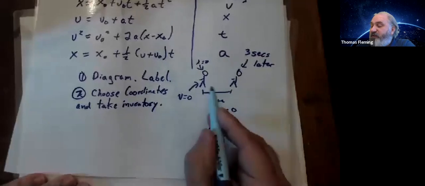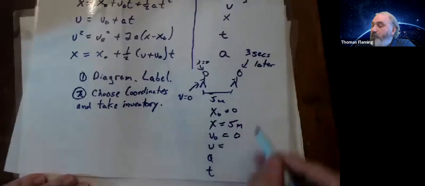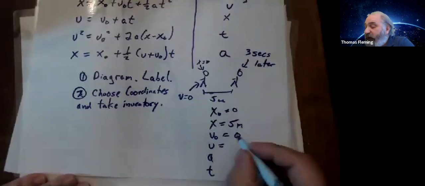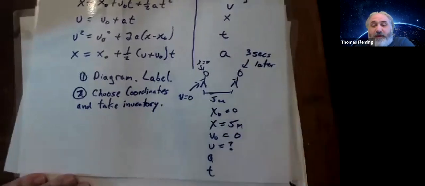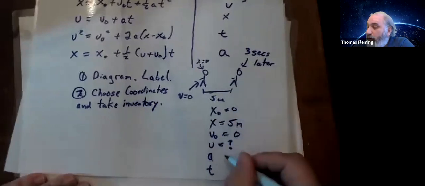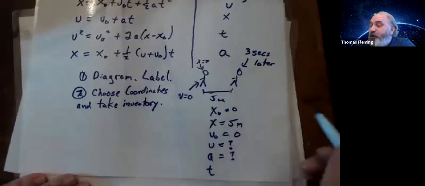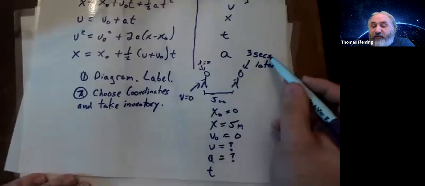I said, when he's here, he's got a velocity of 0. So my starting velocity, that's 0. My ending velocity, I don't know. Nobody said anything. So I don't know how fast he's traveling then. I also don't know, when he gets here, what his acceleration is, because nobody told me. I do, however, know that from here to here, 3 seconds have passed.